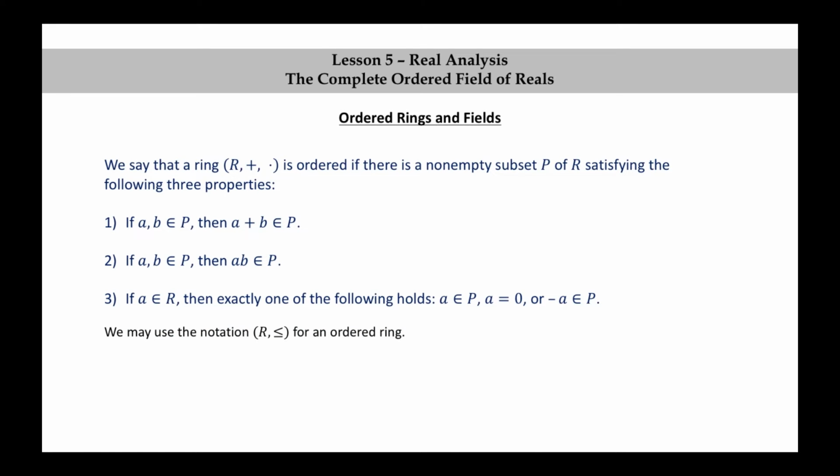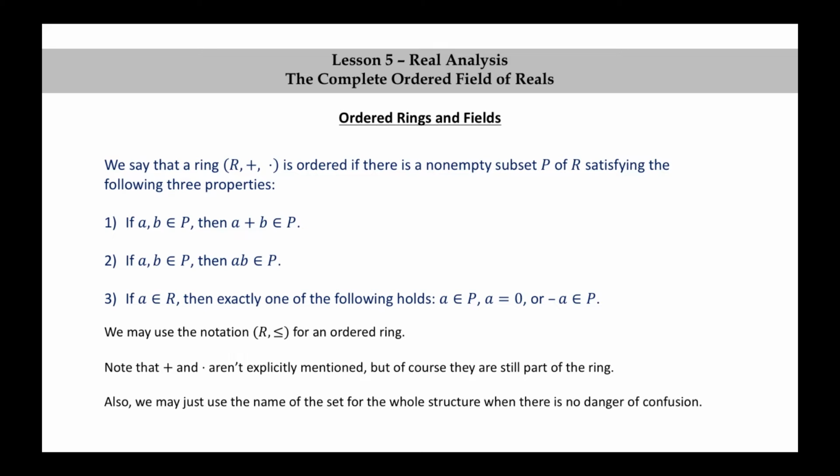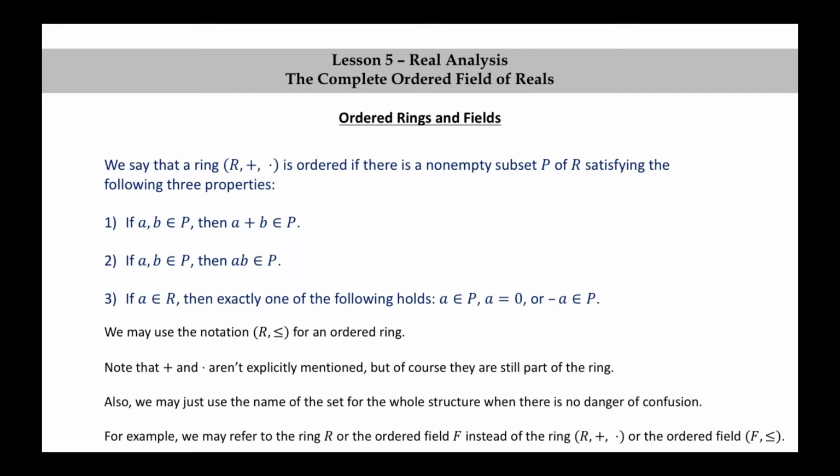We may use the notation R less than or equal to for an ordered ring. Note that plus and times aren't explicitly mentioned, but of course they are still part of the ring. Also, we may just use the name of the set for the whole structure when there is no danger of confusion. For example, we may refer to the ring R or the ordered field F instead of the ring R plus times or the ordered field F less than or equal to.